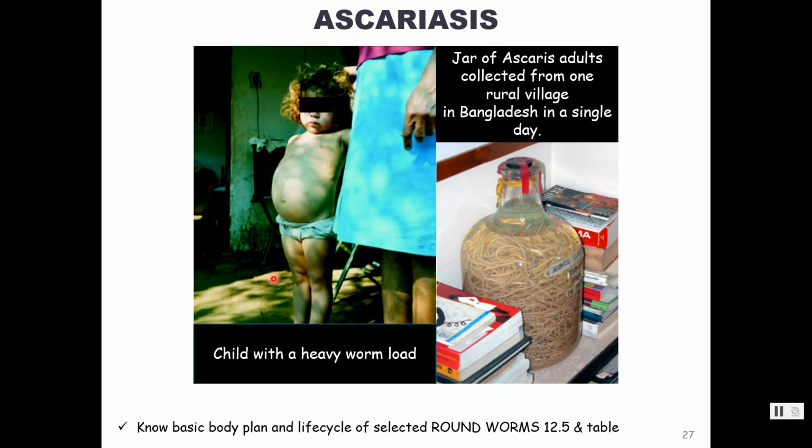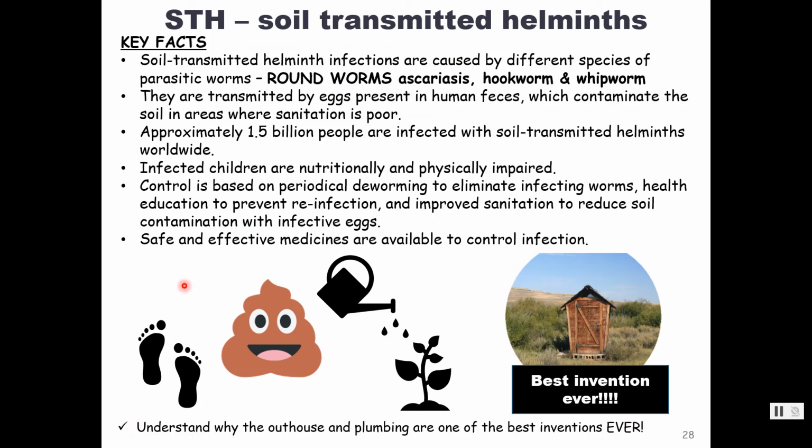And so this is a child. She has a heavy worm load. So these are going to be living in the intestine. So this is probably fluid and worms. I got this picture from another professor. So this jar alone is all the adult worms that were collected from one rural village in Bangladesh in a single day. So like I said, this is the number one most prevalent helminth parasite in the world.